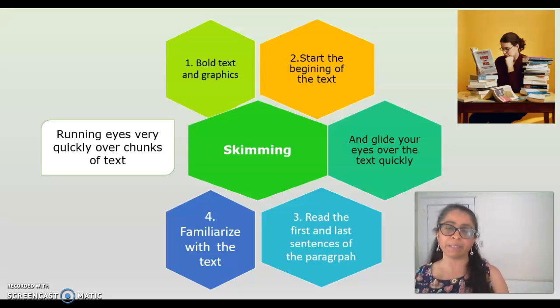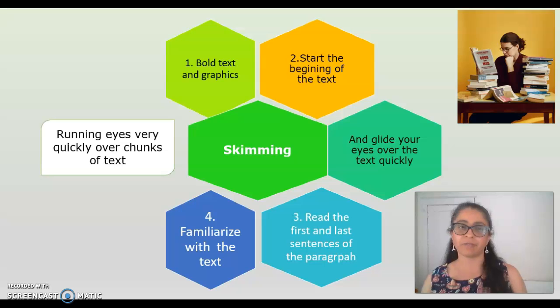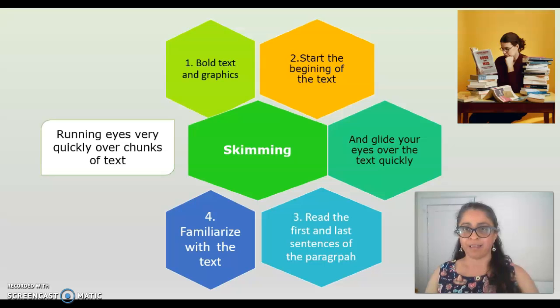Great! So you have an idea about what previewing looks like. Now we move to skimming. Well, skimming is just running your eyes very quickly over chunks of text. What steps do we follow? We pay attention if there's bold text and graphics. Again, it looks similar to previewing, but now you're focusing on more details. You start at the beginning of the text and glide your eyes over the text very quickly. You just glide your eyes. You read the first and last sentence of the paragraph.